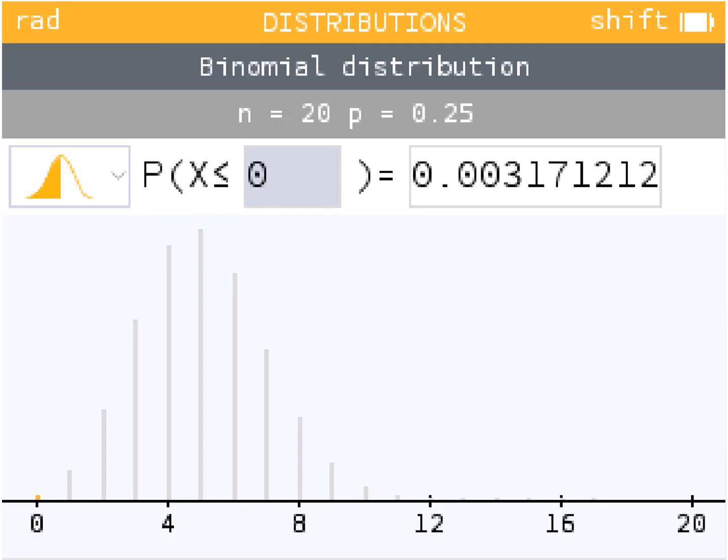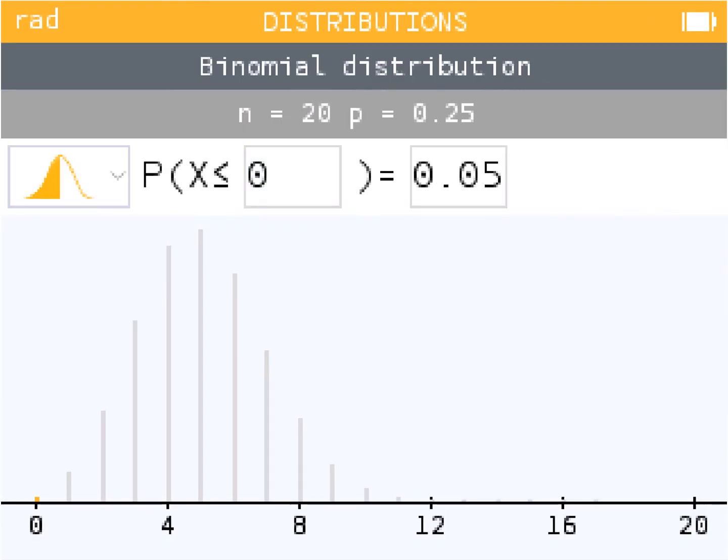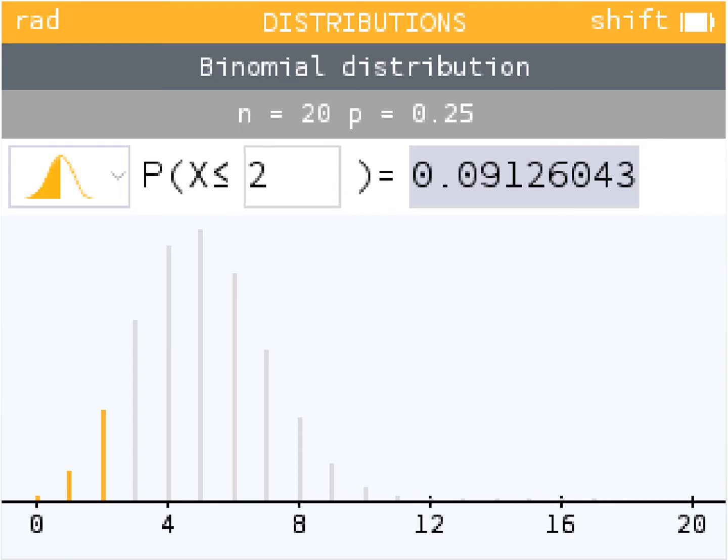What we need to do next is set the probability to our significance level. So our significance level was 5%, 0.05. So we put our probability in to that right-hand box. And then when you press equals, you should find that your calculator gives you this. It tells us that the probability of getting 2 or fewer greens is 0.09126043, and the number would carry on.